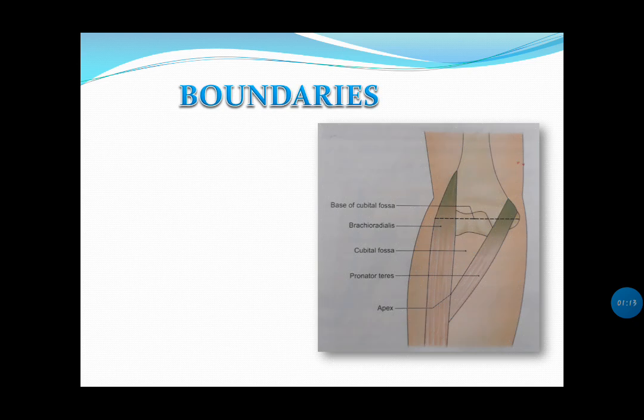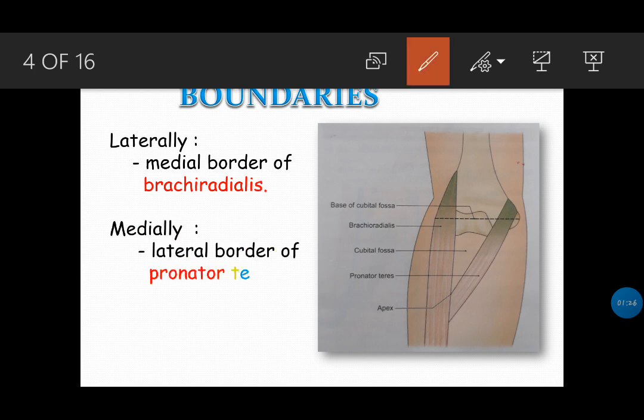As we see, it is a triangle, so obviously we'll have an apex, base, and the two other sides we call them medial side and lateral side. So here they have given this is the cubital fossa, which is a triangular shaped depression, and medial to it we have pronator teres muscle, and then laterally we have the brachioradialis muscle. So here this is the right arm, so we say this is the medial side and this will be the lateral side.